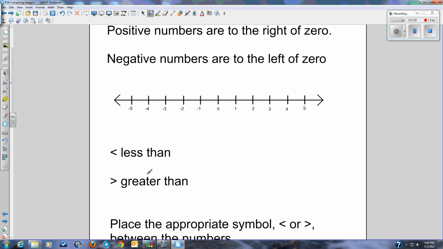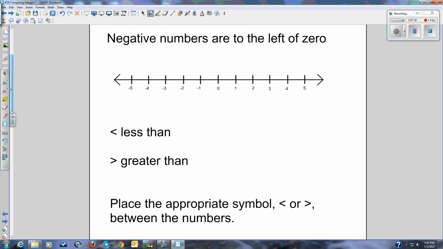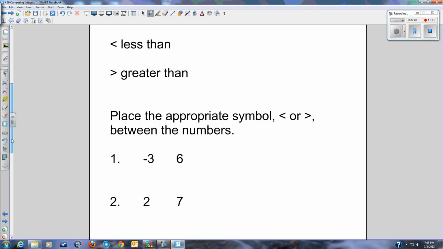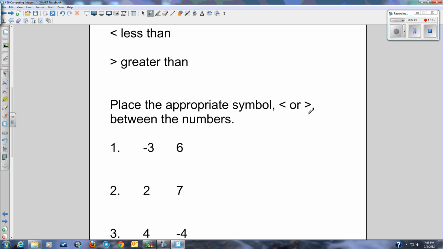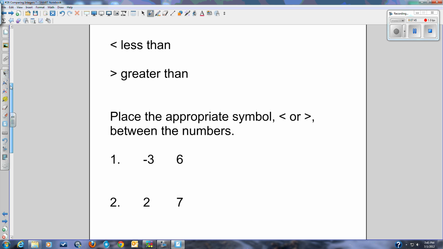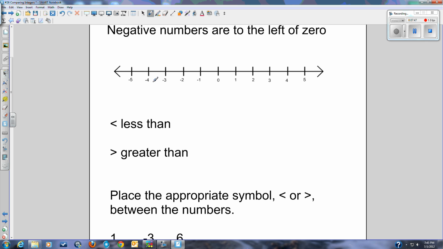A symbol pointing to the left means less than. A symbol pointing to the right means greater than. And what I want us to do is place the appropriate symbol, less than or greater than, between the numbers. Now, here's the key. The further the numbers fall to the left, the smaller they become. So the farther to the left a number is on the number line, the smaller it is. The farther to the right it falls, the bigger it is.